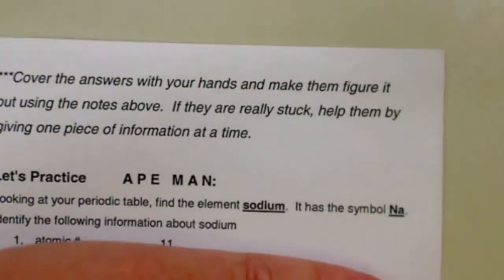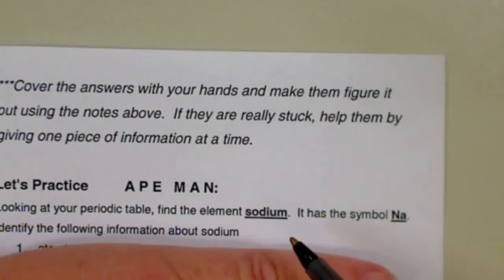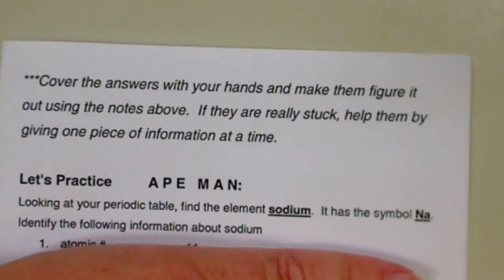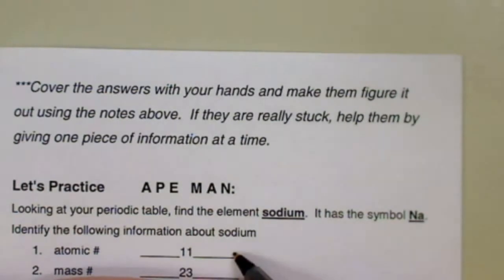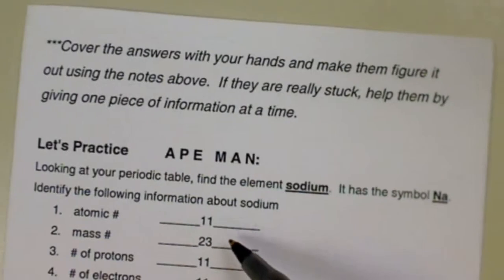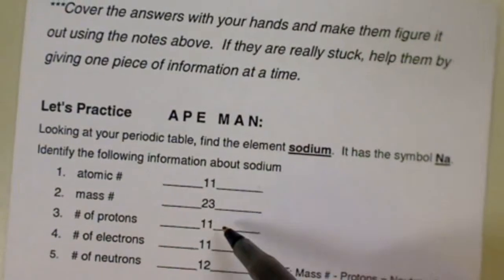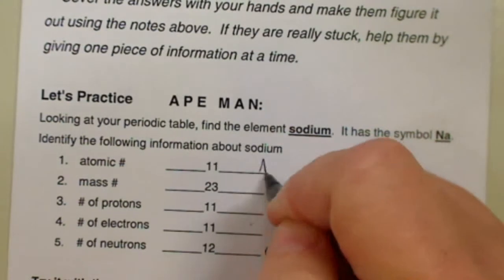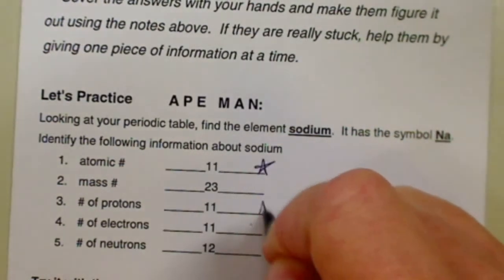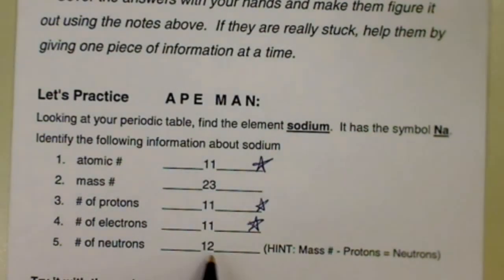And what I would like for you to do is to find the element sodium. Okay, its symbol is Na. Identify the following information. What's the atomic number for it? It's 11. Mass number is 23. So it has 11 protons, 11 electrons, because these three will be the same atomic number. Protons and electrons will always be the same. And the number of neutrons is 12.